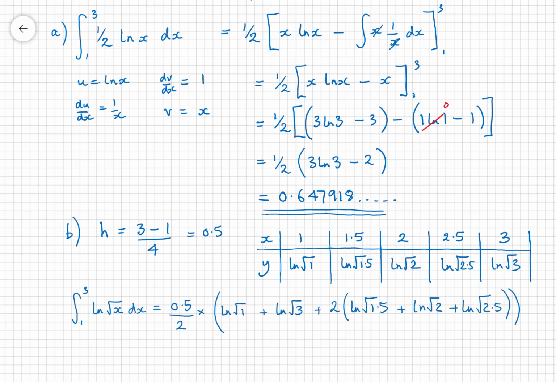Now you may have put your final y value, ln root 3, at the end, but we've got 0.5, our value for h, divided by 2. And then inside the big bracket, we've got our first and our last, and then 2 times all the other y coordinates. And when we enter that into the calculator, we get a value of 0.64105, and so on.